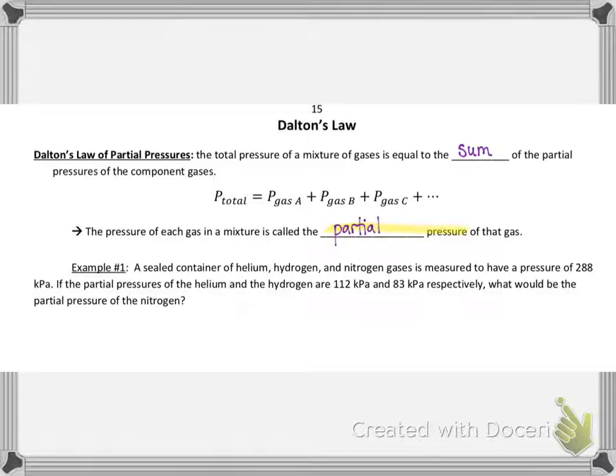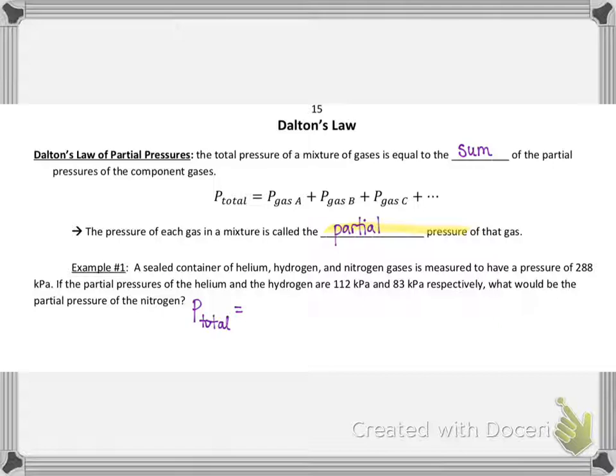So we've got a sealed container of helium, hydrogen, and nitrogen, and it's measured to have a pressure of 288 kilopascals. Well, if the partial pressures of helium and hydrogen are 112 kilopascals and 83 kilopascals, what would be the partial pressure of the nitrogen? And yes, I promise this question is just as easy as it looks. But let's go ahead and set this up.